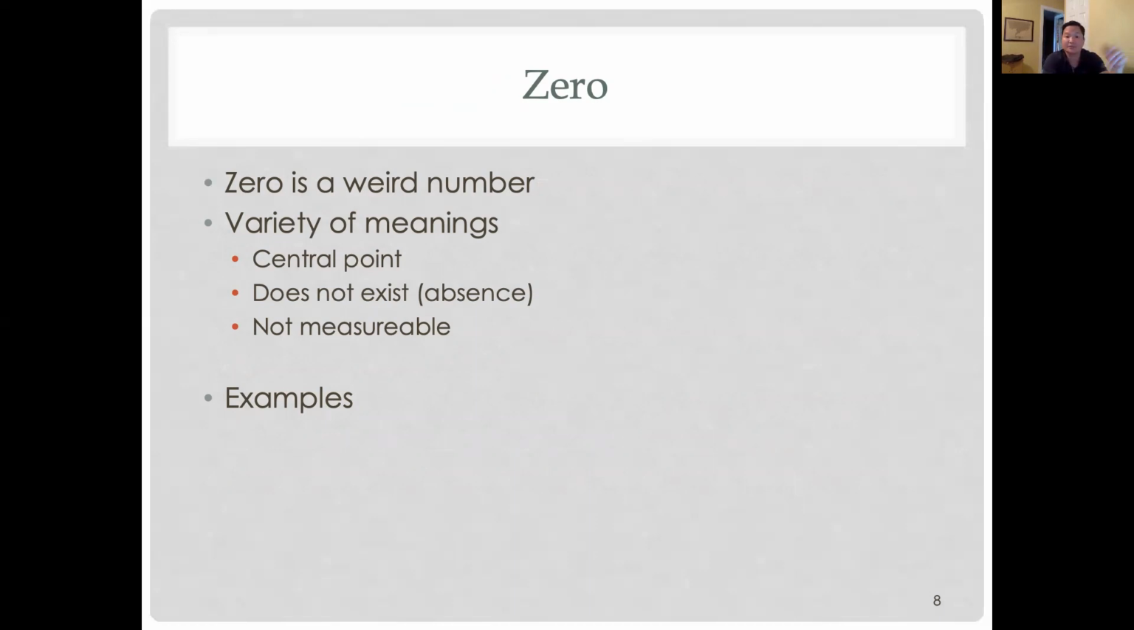idiosyncratically in measurement. Sometimes it's the central point in a scale. We have a self-assessment scale that I hate in our department that is on a scale of -3 to 3, from not developed at all to very developed for your skill set. So if I asked you, how's your stats skill set? -3 is not developed at all, 3 is very developed, and 0 is essentially just the midpoint. It doesn't mean anything other than it's the middle.